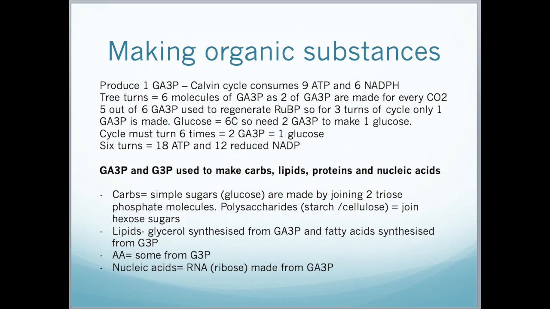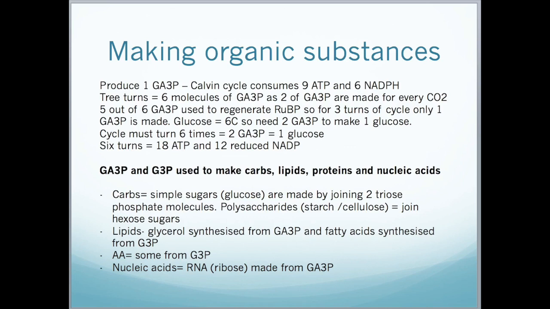So the triose phosphate and glycerate 3-phosphate molecules are used to make carbohydrates, lipids, proteins, and nucleic acids. Carbohydrates, as we know, include simple sugars, for example glucose, and they're made by joining 2 triose phosphate molecules together. Or if you want to make a polysaccharide, for example starch or cellulose, we need to join hexose sugars together, and we can produce different polysaccharides depending on how we join the hexose sugars.